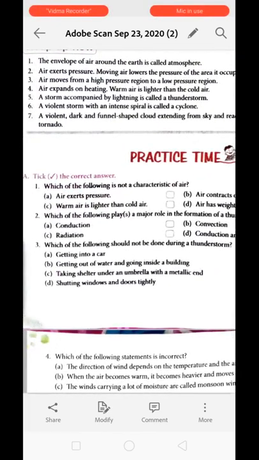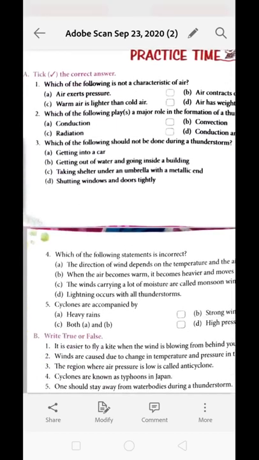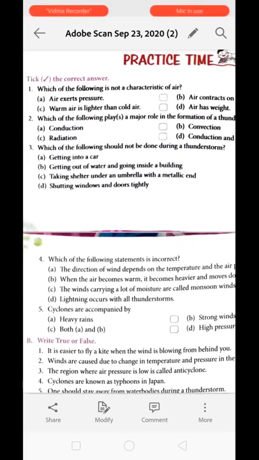Practice time. Which of the following is not a characteristic of air? Air contracts on heating. B. Understood? Next question. Which of the following plays a major role in the formation of thunderstorms? It is convection. So the answer is B. Third, which of the following should not be done during a thunderstorm? Taking shelter under an umbrella with a metallic end. Option C is the correct answer.